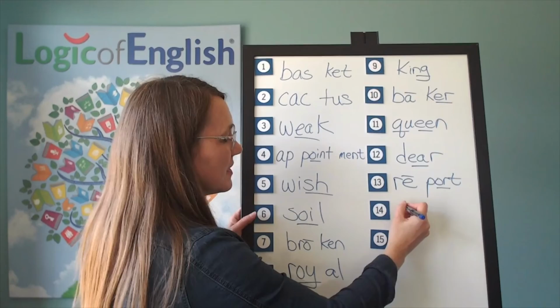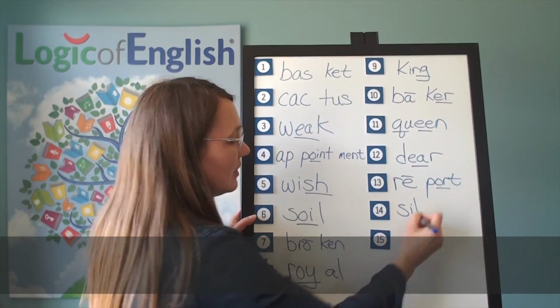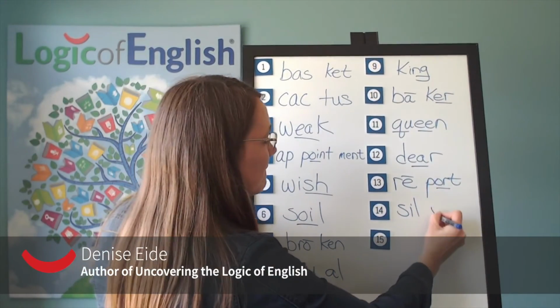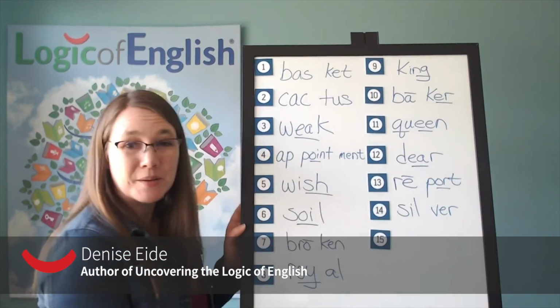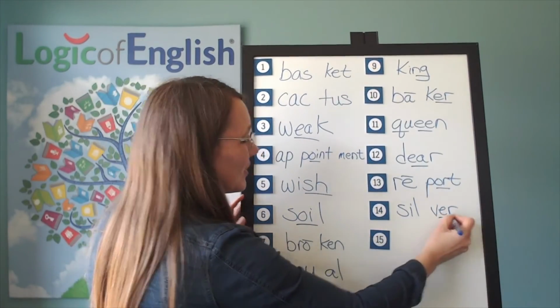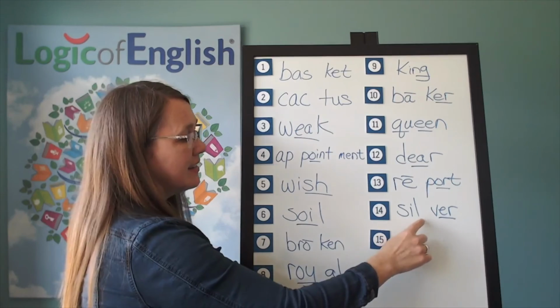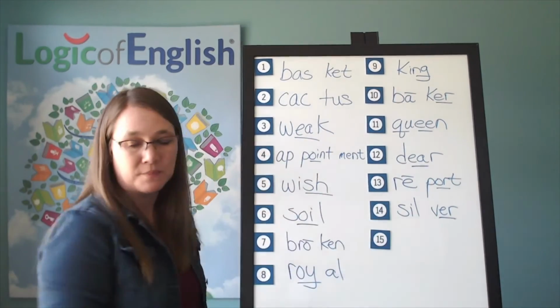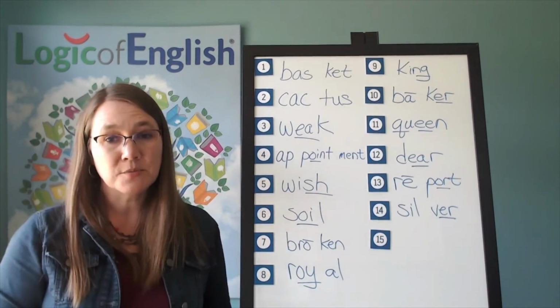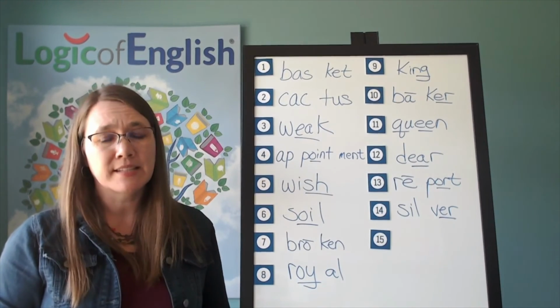Help me to write it. The first syllable is sil. S-I-ul. The second syllable is ver. V. And how will we mark it? We'll underline the er. Let's read it. S-I-ul, v, silver. The last word is least.